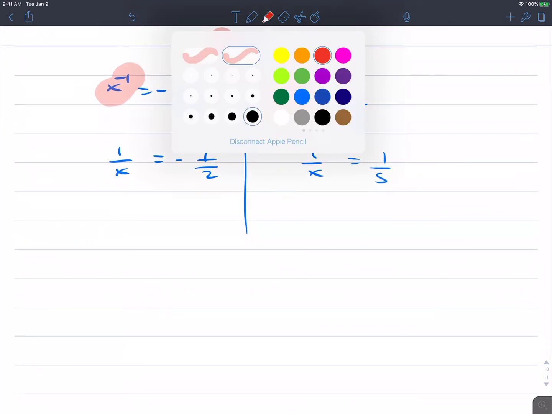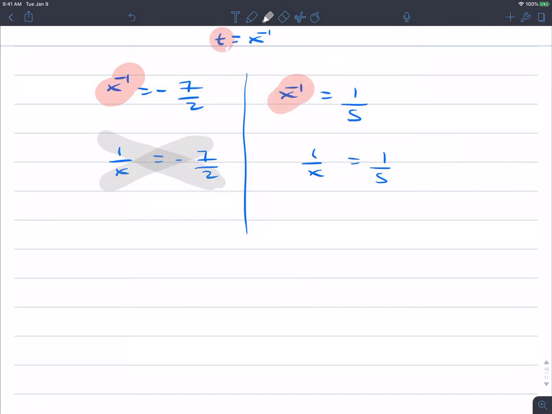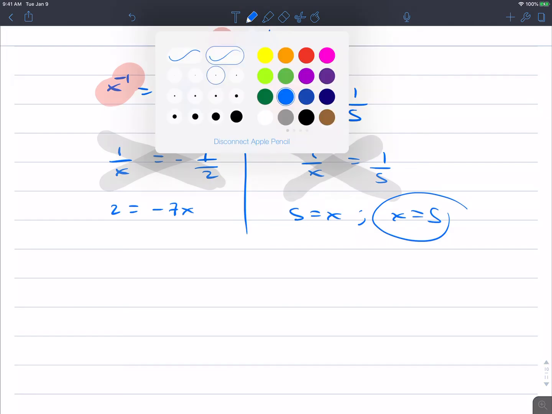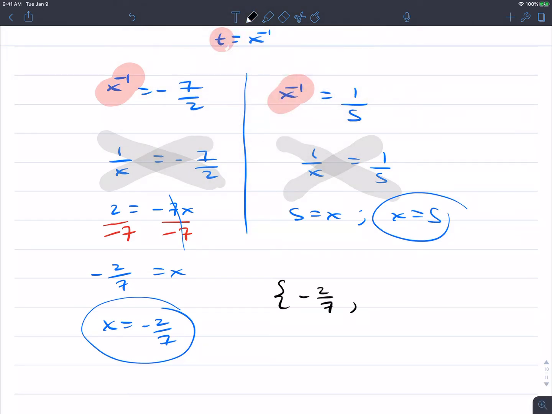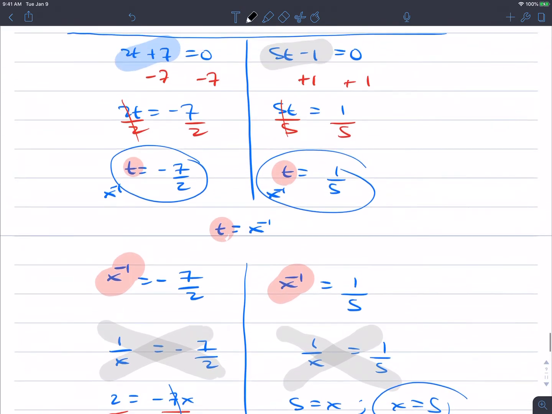Now, when we cross multiply here, because we have what's called a proportion, equal ratios, we'll get 2 is -7x. We get 5 here is x, which means x is 5. This one is solved. We just have to divide both sides by -7. And as a final answer, we get -2/7 is x, or x is -2/7. These are our solutions here: -2/7 and 5. And you're done.